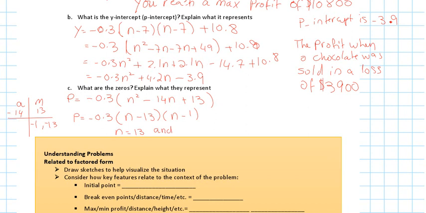So what you can do, you can set each bracket equal to 0 and solve for n, right? So that's 1,000, right? So I should set my profit to 0, right? Here, technically. Okay. So that means the zeros mean your profit is 0. Because remember, on the y-axis you have your profit. On the x-axis you have the number of chocolate. Right? So if you're looking for the number of chocolate when your profit is 0, these are your zeros. Okay? So you have to sell 1,000 chocolate bars for a profit of 0 or 13,000 chocolate bars for a profit of 0.